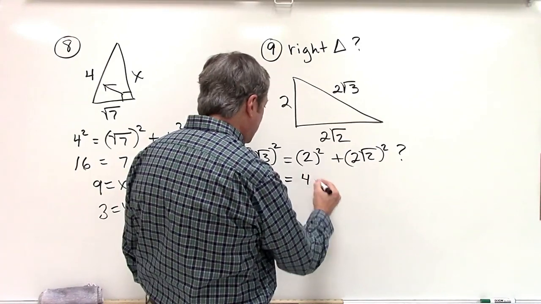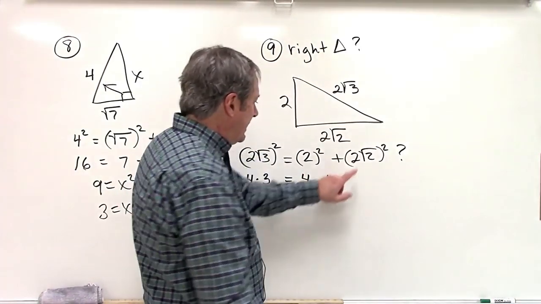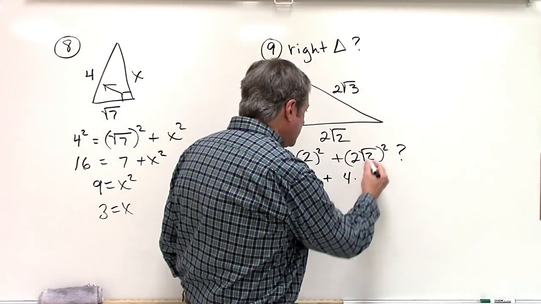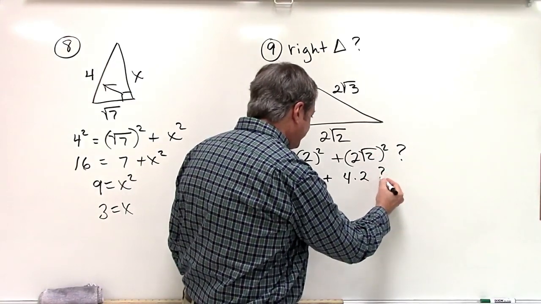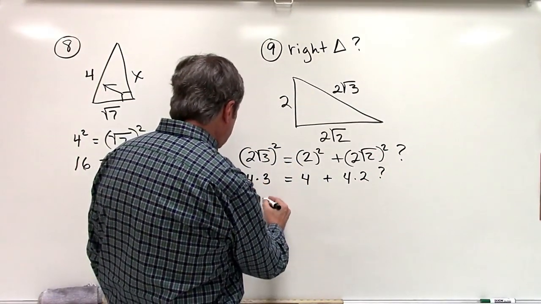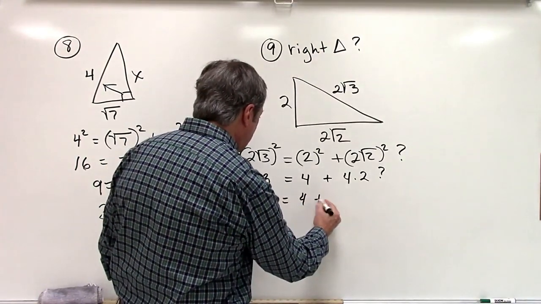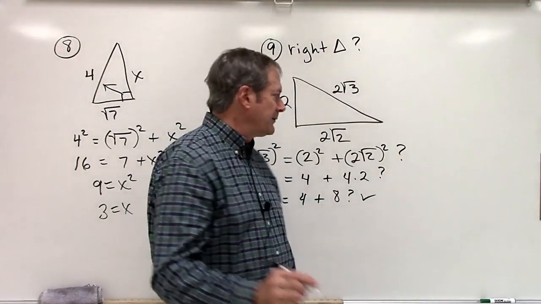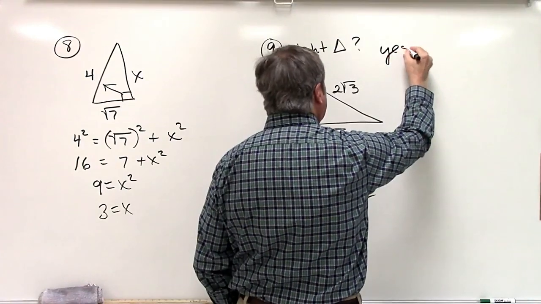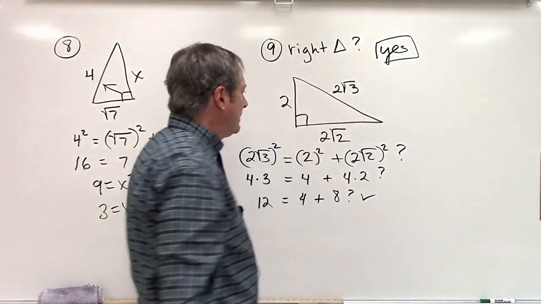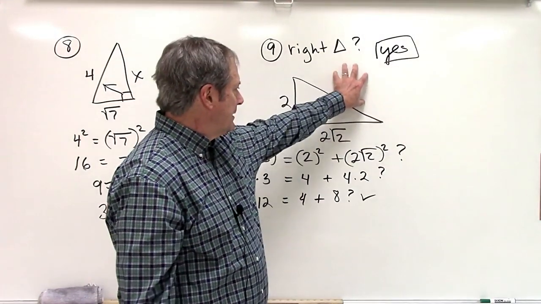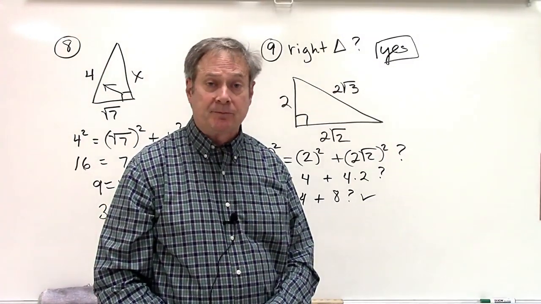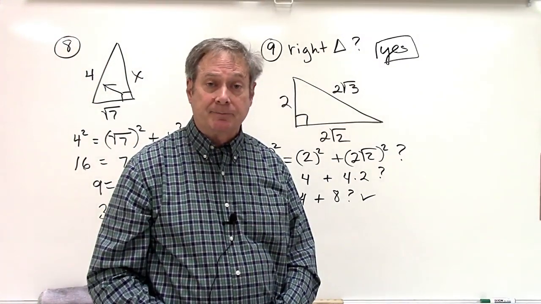2 squared here is 4, plus, again, over here, 2 square roots of 2 squared is 4 times the square root of 2 squared, which is 2. So on the left we have 4 times 3 is 12. Is that equal to 4 plus 4 times 2 is 8? Question mark. And it does equal, therefore, it is a right triangle, because we've squared each thing, added them together, and they do equal each other. So that's problems 8 and 9.